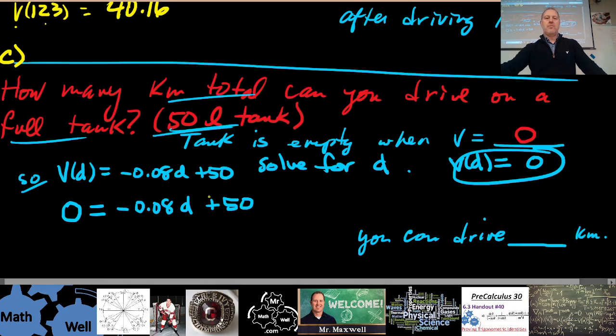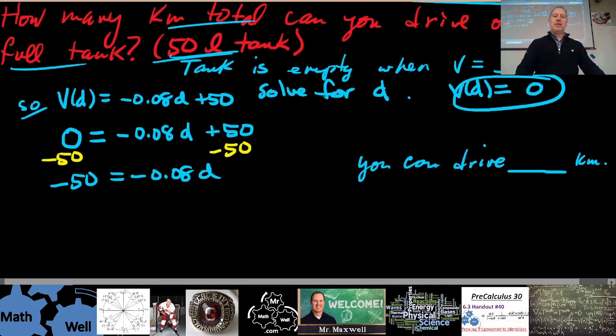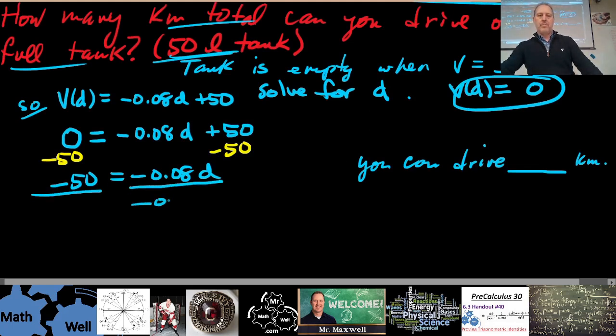So you just remember how you do this. This is way back. You've been doing this for years. And so you have negative 50 on this side equals negative 0.08 D. And we want to solve for D, so I will divide by what? Negative 0.08. That's correct. So these values will cancel out, or divide out technically. I'm going to be left with D by itself over there.